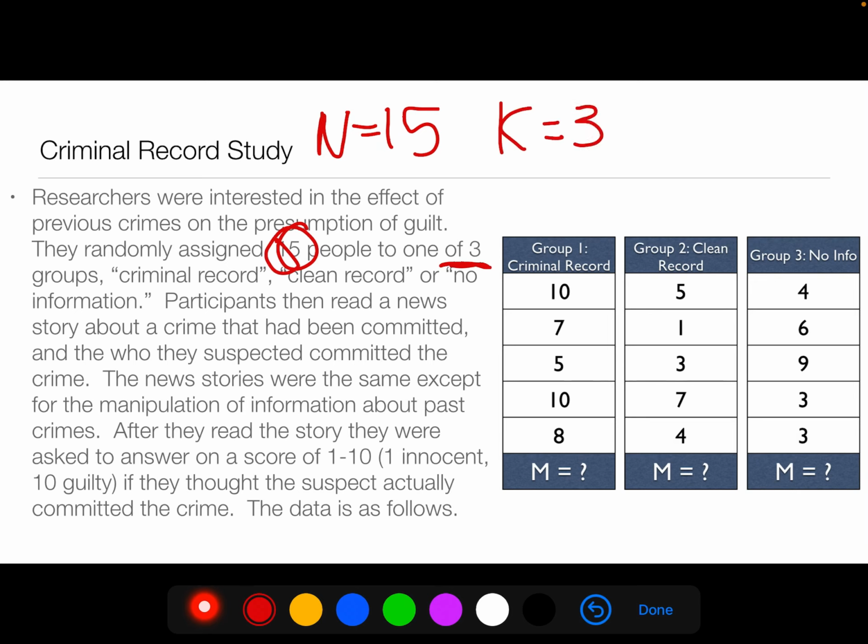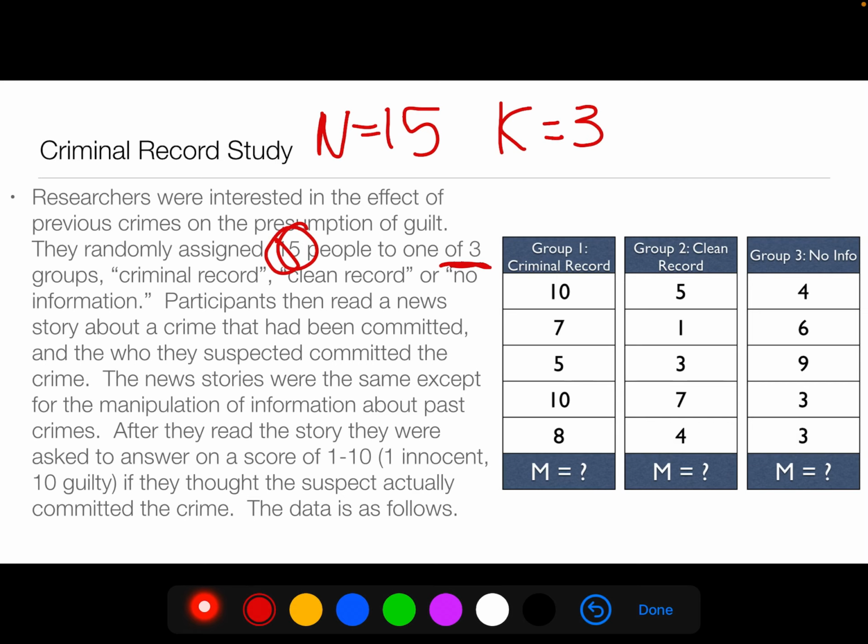Criminal record, clean record, or no information. Participants then read a news story about a crime that had been committed and who they suspected committed the crime. The news stories were the same except for the manipulation of information about the past crimes. After they read the story, they were asked to answer on a score of 1 to 10, innocent being 1, 10 being guilty, if they thought the suspect actually committed a crime. The data is as follows.